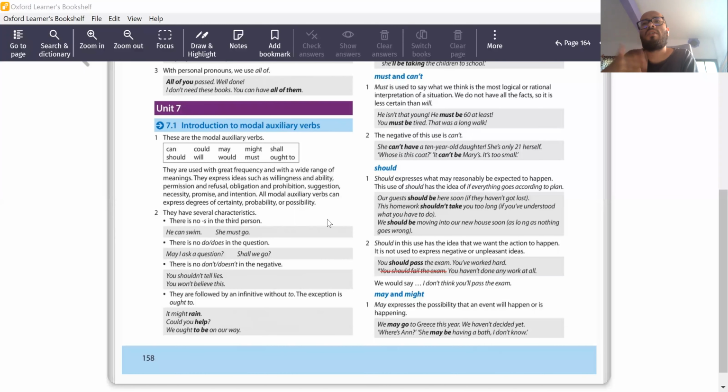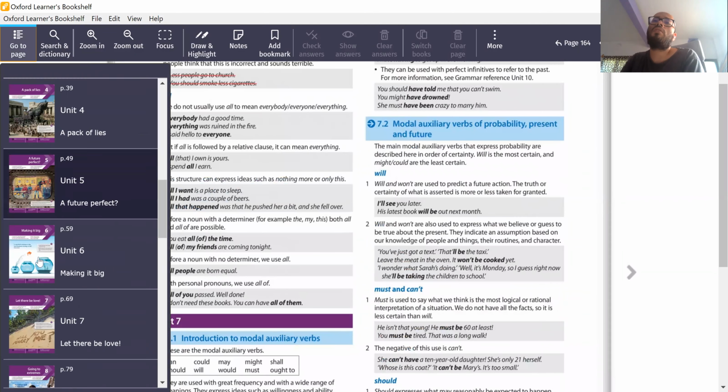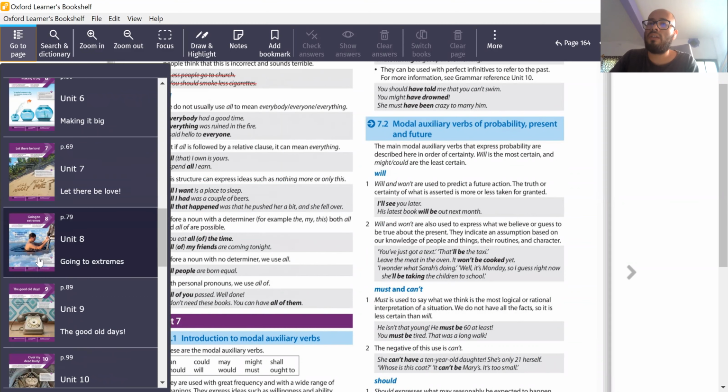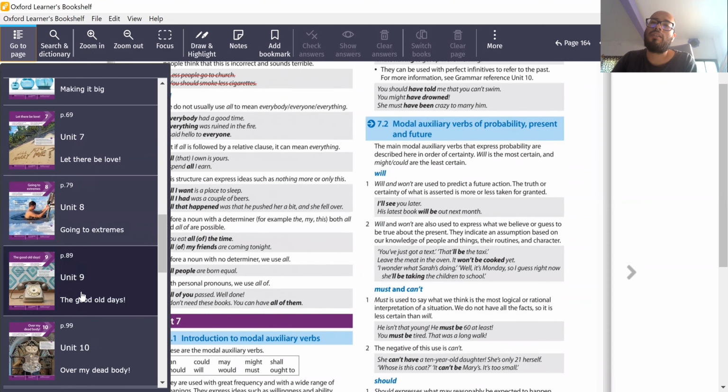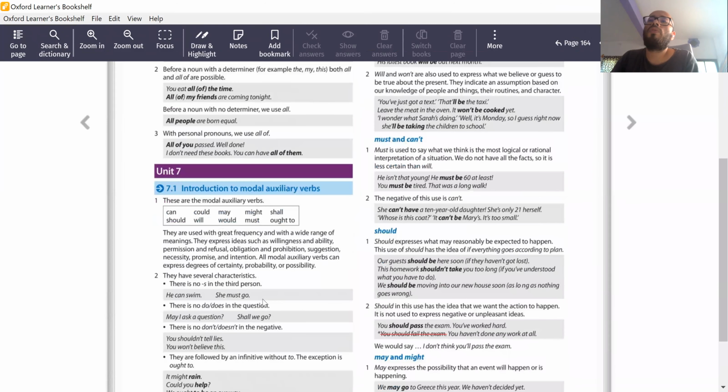Actually, it's the last part of the book. It's at the very last part. It's about modal verbs. Well, remember that for our exam, it has to be Unit 7, Unit 8, Unit 9. The first unit is about auxiliary verbs. So depending on the context, modal auxiliary verbs.